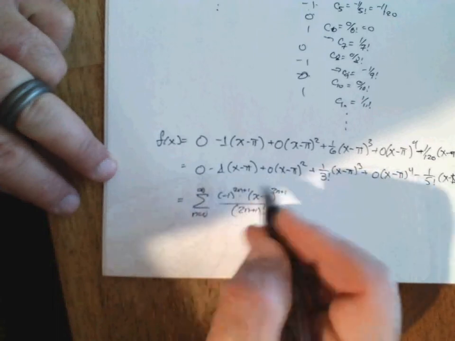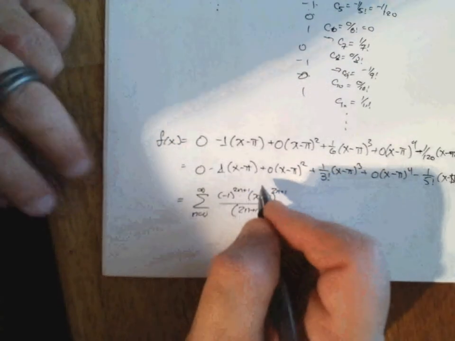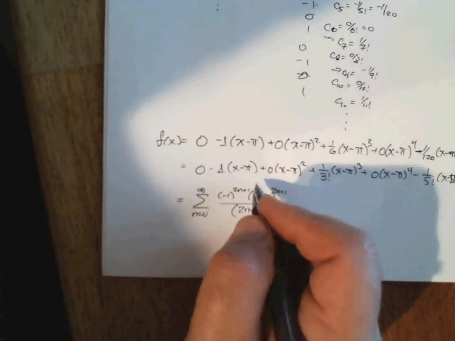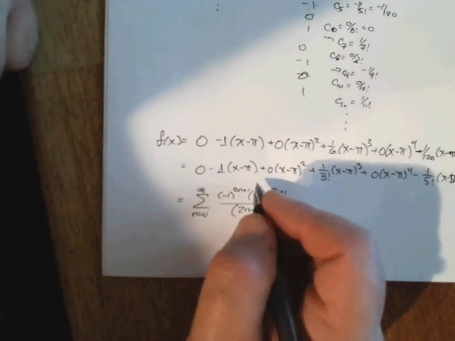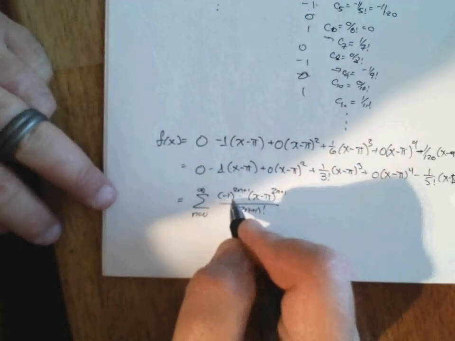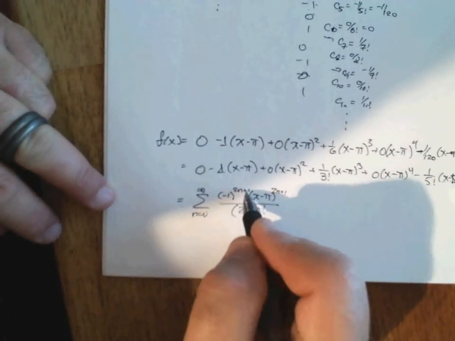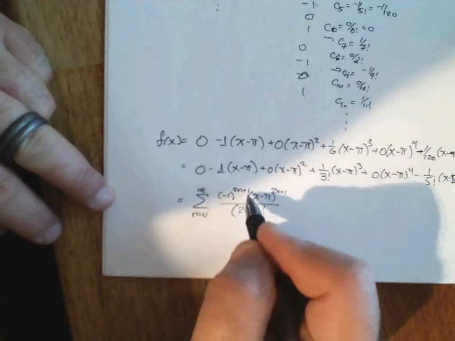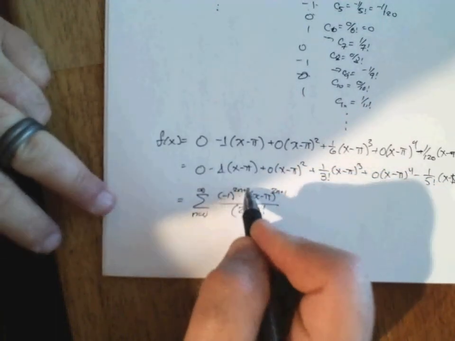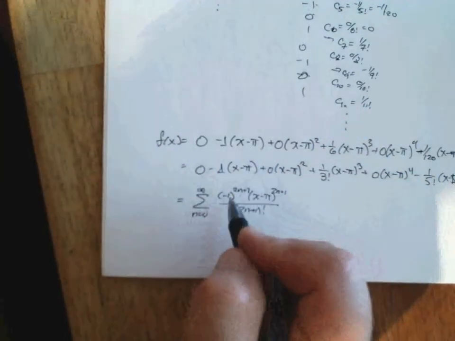I think I can do that with just an n. 0, 1, 2. No, let's see. Let's see what this does. It's not going to quite do it.